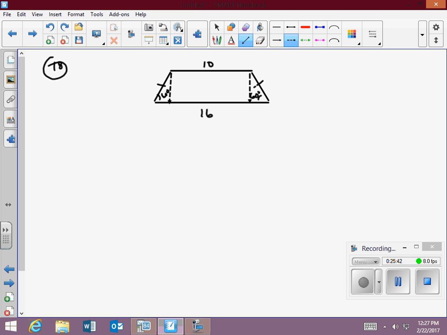So if this is 16, the distance from here to here is 10, right? So that means this distance and this distance have got to be half of 6. 16 minus 10 is 6. Each of them has to be on each side, so there's got to be an equal amount on each side.